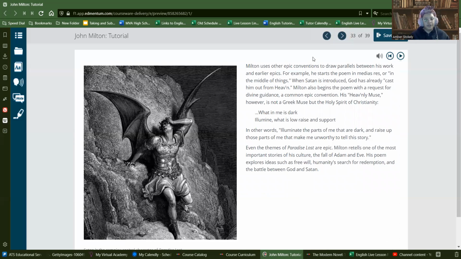Alrighty, slide 33 talks about other things that he did to associate his works with epic works. So he starts the story in media res is one of the things. They pretty much give you a list here, so I'm just listing things off. He starts the story in media res, and then they explain what that is. In media res, it's written here, just so that you can see how it's spelled, is a Latin phrase that means in the middle of things.